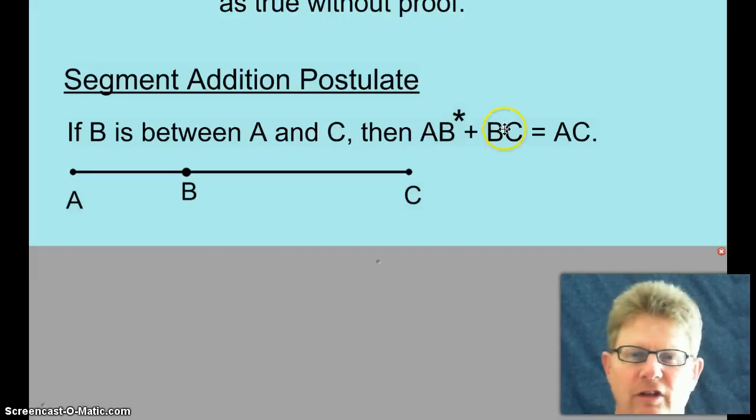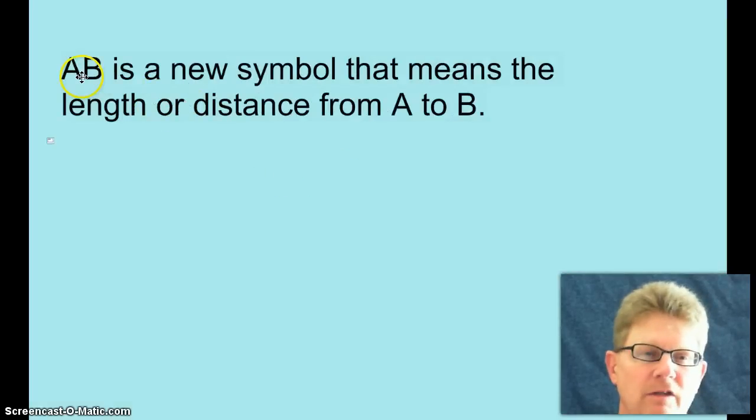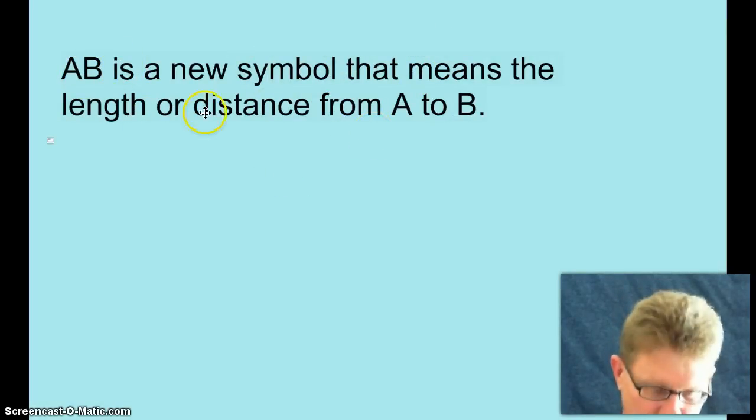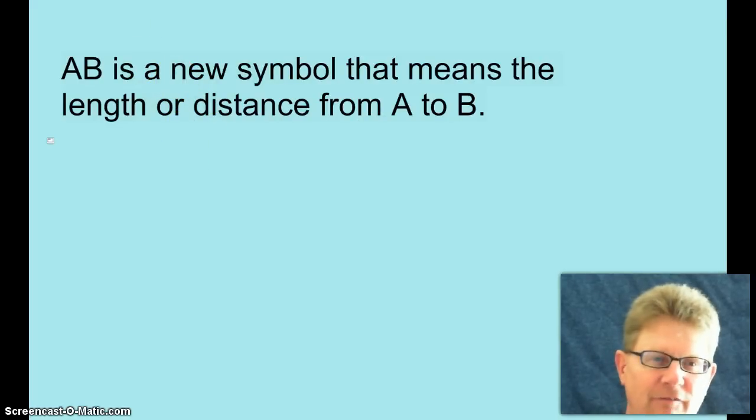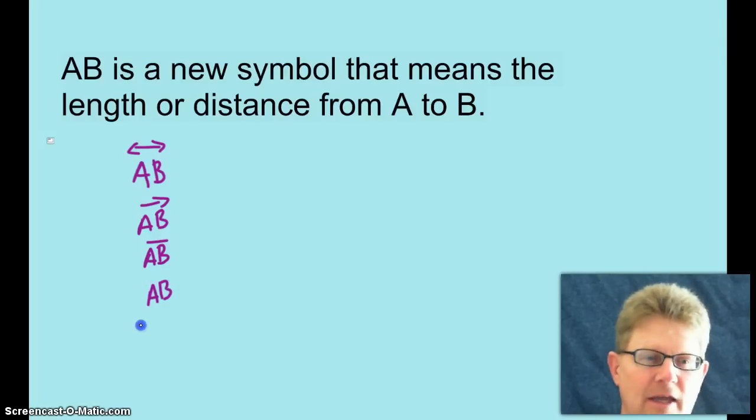Hey, what's this little asterisk here for? Hey, let's find out. Let's go ahead and move on. AB is a new symbol that means the length or distance from A to B. So now we have a bunch of different possibilities going on here. AB could be a line if it's associated with that. AB could be a ray with associated symbols. AB could be a segment with that symbol. And this AB is a completely different thing, meaning a length.